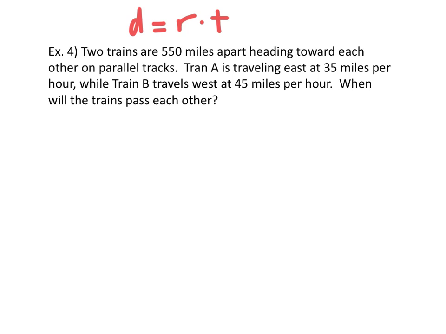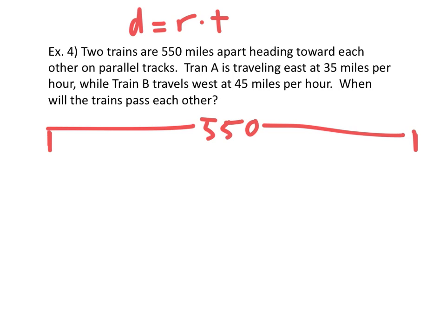Okay? So two trains are 550 miles apart heading towards each other on parallel tracks. So they're far apart. And I want to start by doing a sketch. Let's say that one train's over there, another one's over there, and they are 550 miles apart. Now, train A is traveling 35 miles per hour. So you have a train going this way at 35. And then you have another train going this way at 45. Okay? So when will the trains pass each other?